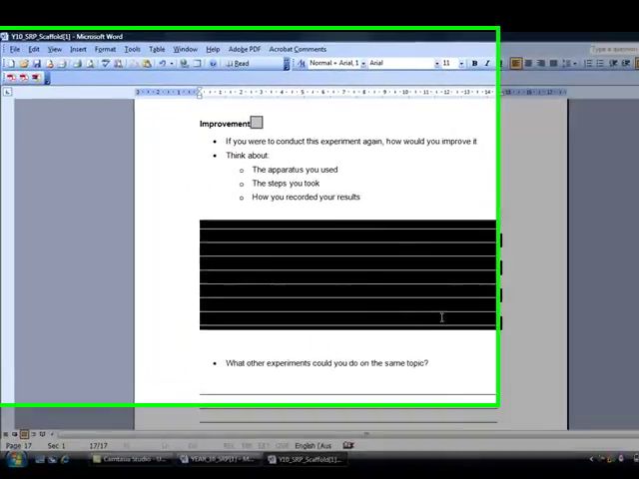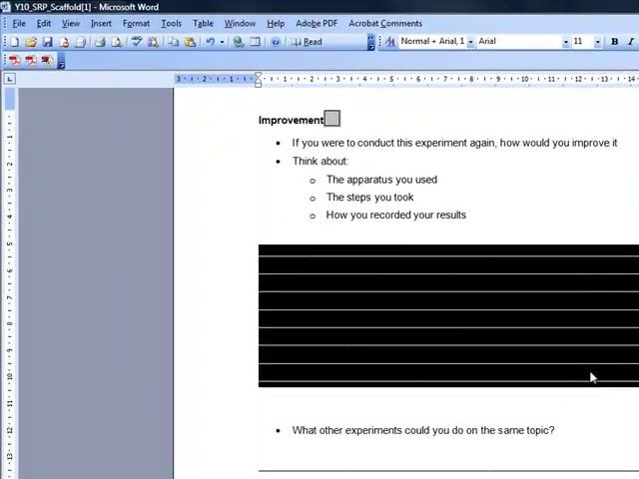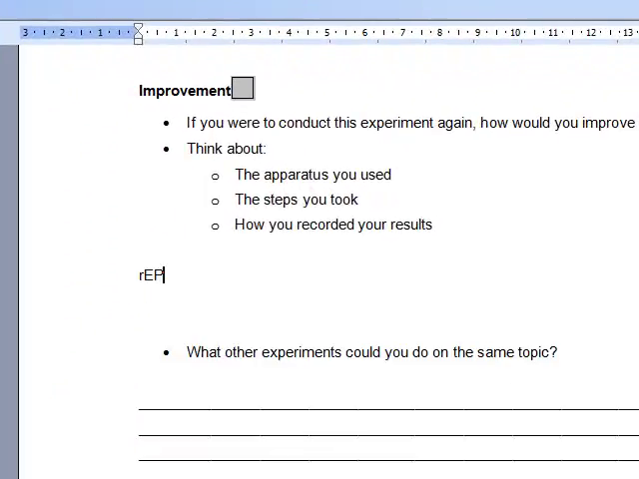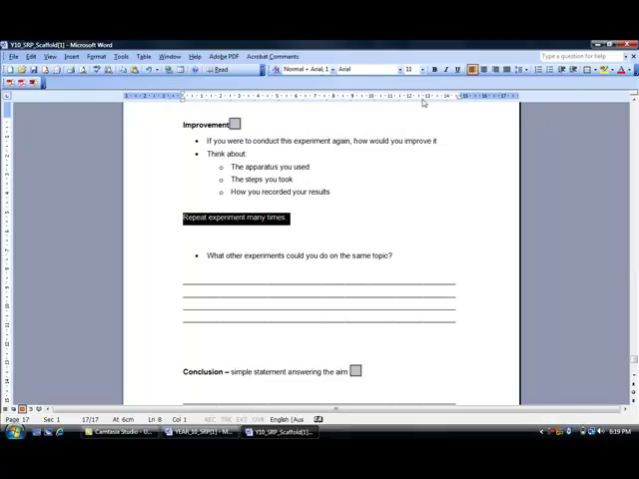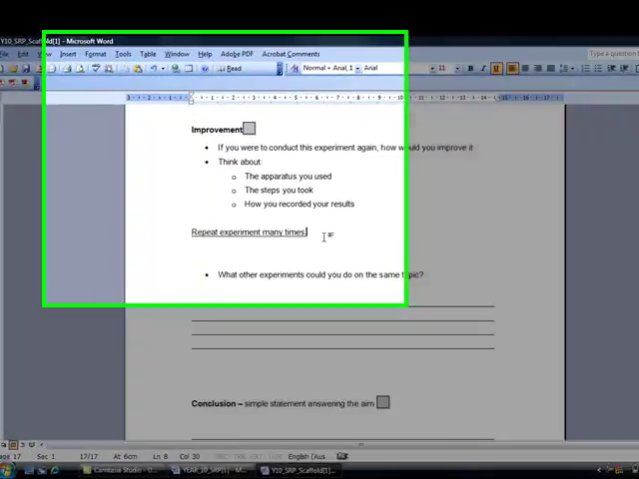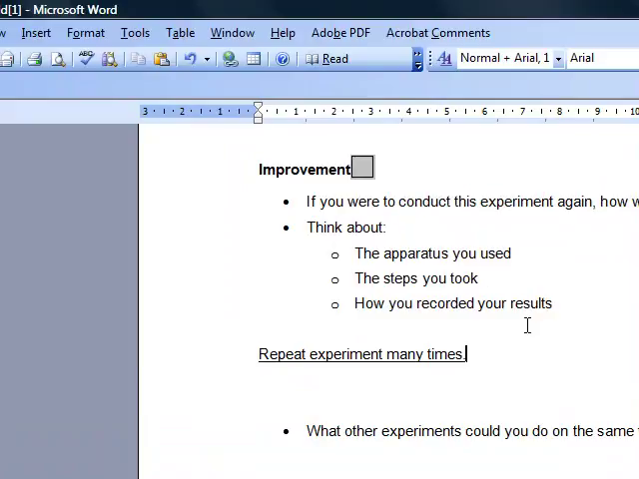So if I thought the answer here on improvement was that I could repeat the experiment many times, if I think that would be an improvement for my experiment, I could just add that there. And obviously when I'm doing that, I just want to underline it, so I'm clearly showing that that is an answer to the question here. Okay.